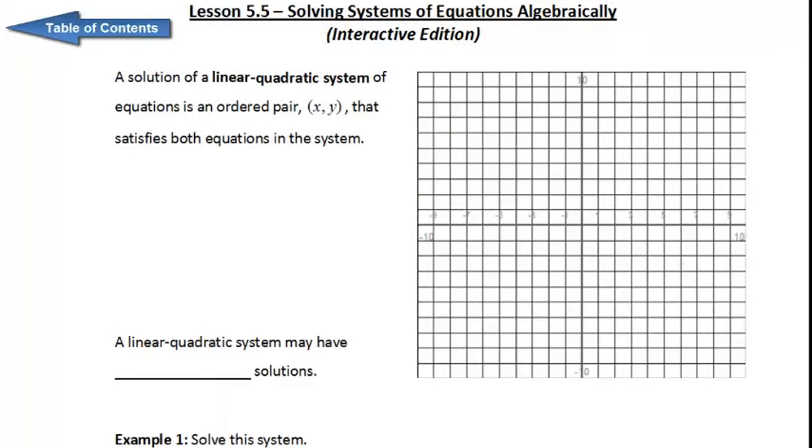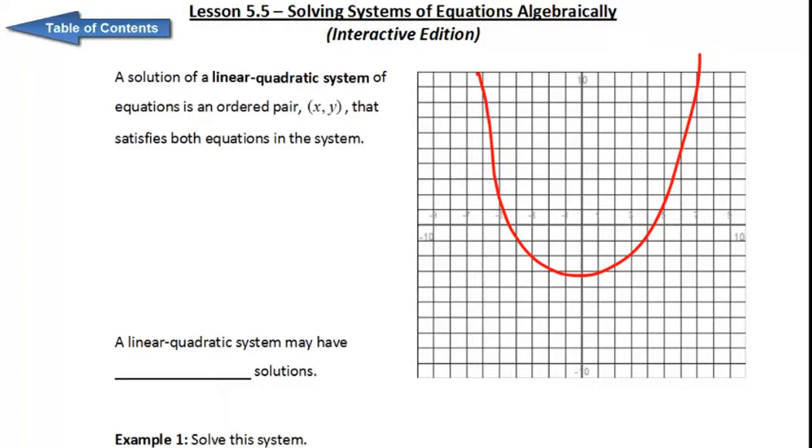A solution of a linear quadratic system of equations is an ordered pair (x, y) that satisfies both equations in the system. So what we're trying to find out here is what that point of intersection is. That point of intersection is going to be an ordered pair, and it satisfies both of them. So if we take a look, let's pretend like we drew this quadratic, something that looks like so. Of course that's just a sketch.